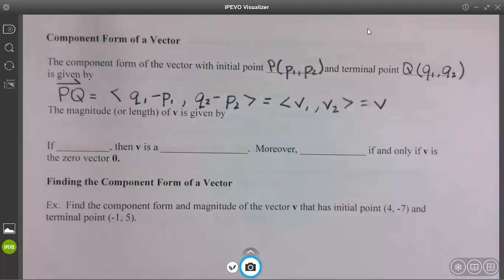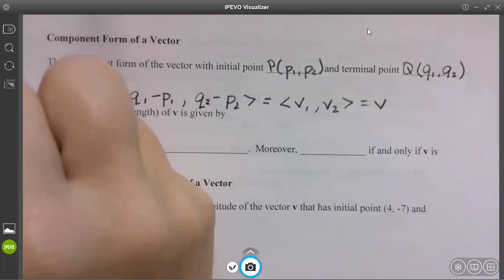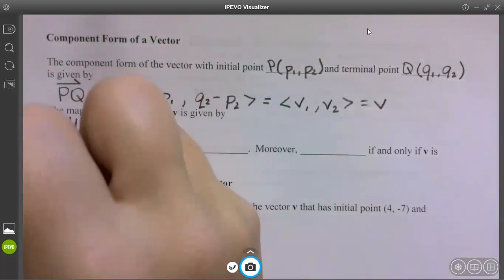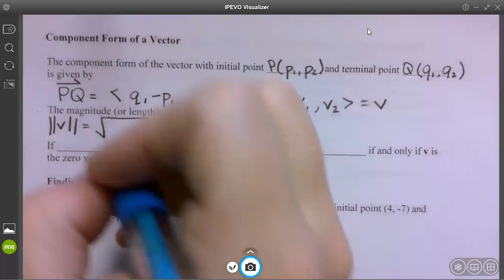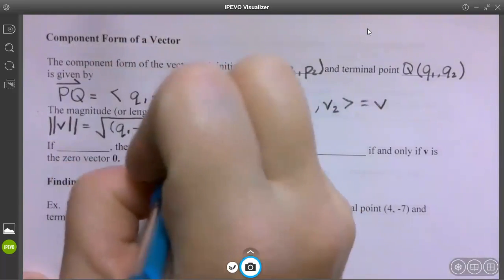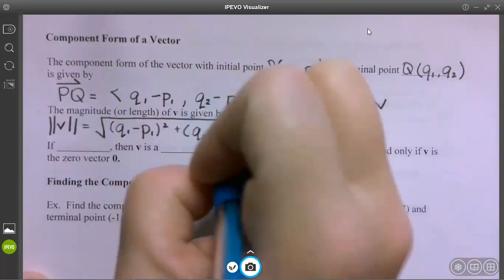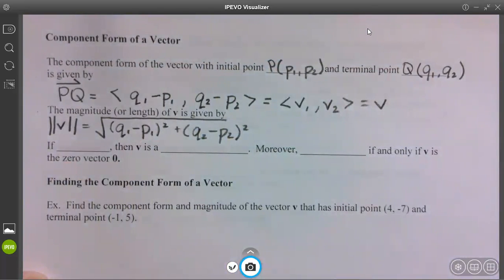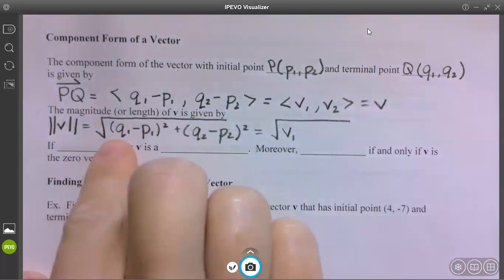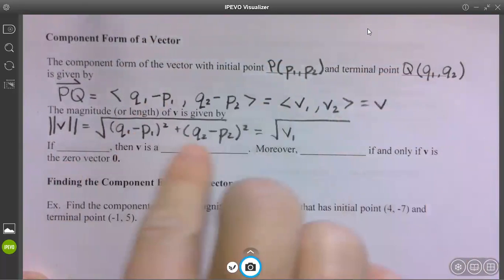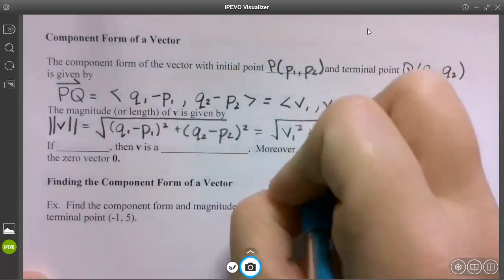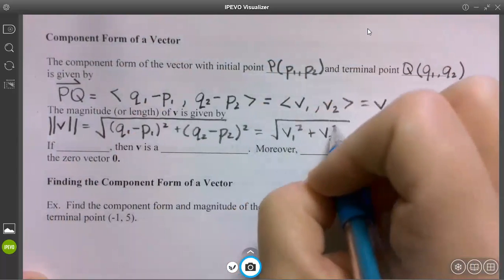The magnitude or length of V is given by, we just talked about that, those two little bars with the V inside. And it's always the distance. So the magnitude is the distance. Q1 minus P1 squared plus Q2 minus P2 squared, which would be the same thing since Q1 minus P1 is V1 and Q2 minus P2 is V2. V1 squared plus V2 squared underneath the square root.